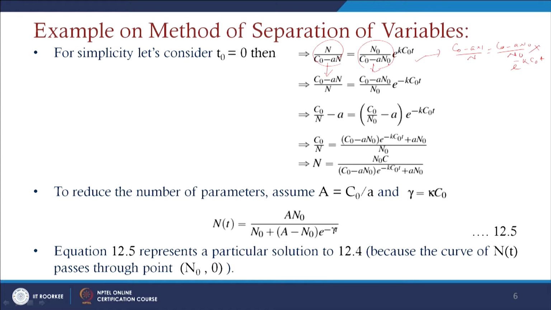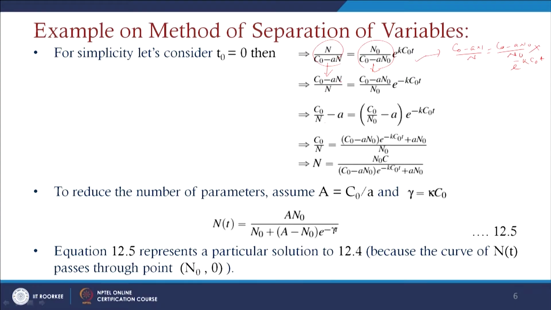So this is the statement, only this division we are just using here. So then we can just write c0 by n minus n cancel it out, so minus a, then c0 by n0 minus a, then e to the power minus k c0 t. And since we want to separate n, which is dependent on time here, we can just write c0 by n as c0 minus a n0 e to the power minus k c0 t plus a n0 by n0 here. So this is the complete solution of n here, where n is a function of time.